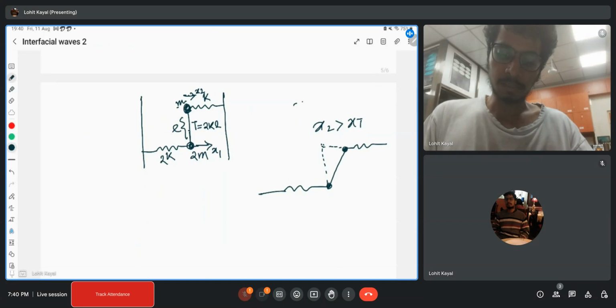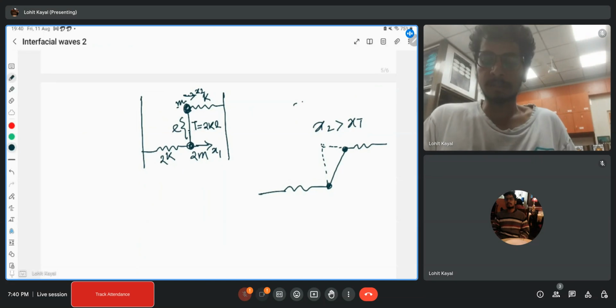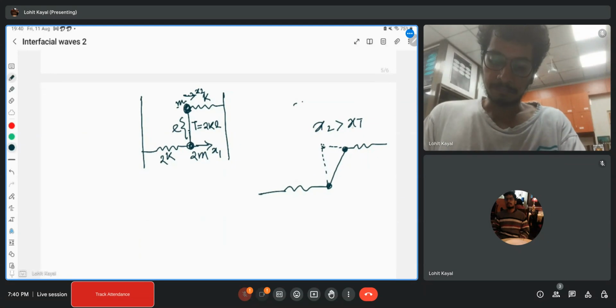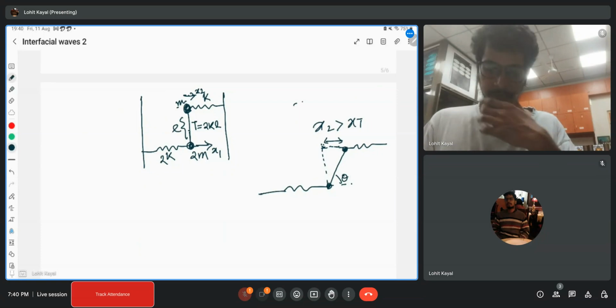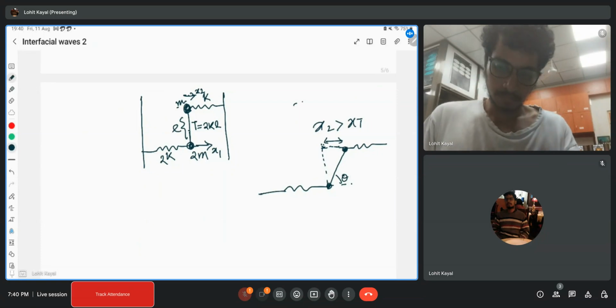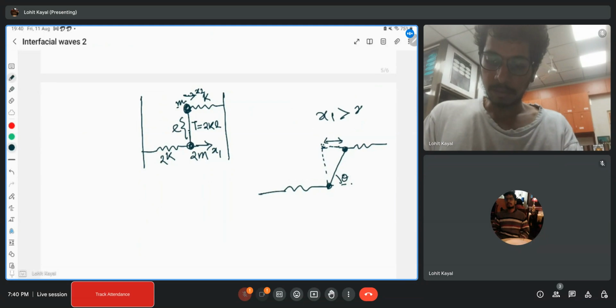So obviously this tension in the string will not be vertical. There will be some vertical component that we need to calculate, so there will obviously be a theta. If this is the triangle and this is an angle theta, I want my base to be at the top. That's why I take x1 greater than x2. Okay, so this is the assumption.